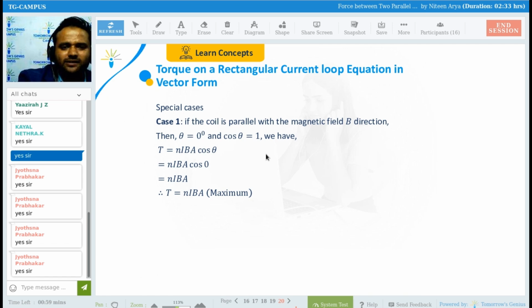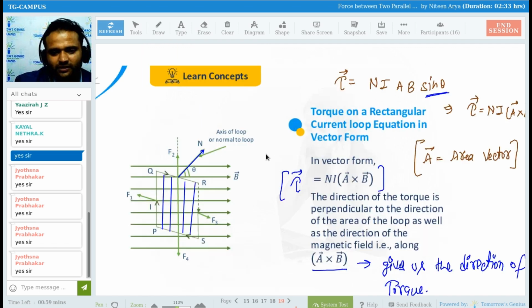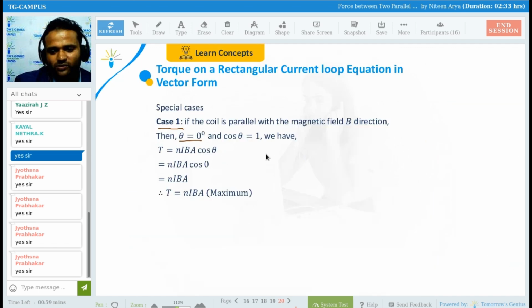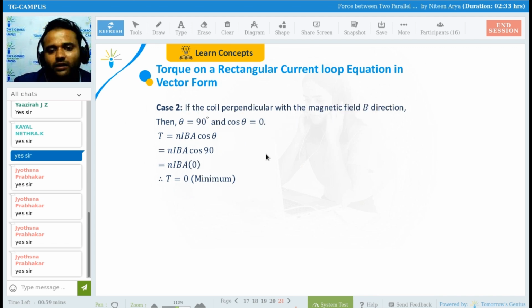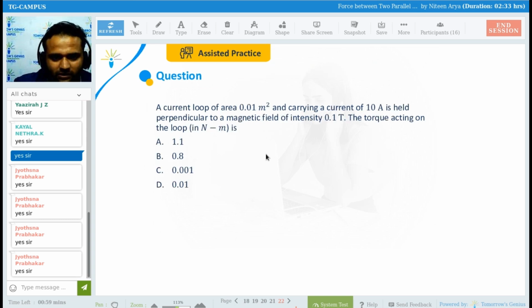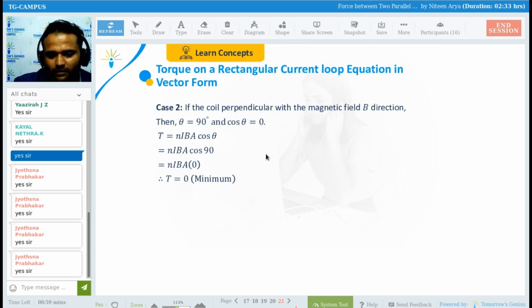Special cases, nothing but theta values put 0 and so on. So torque on a rectangular current loop, equation in vector form. Special case, first case, theta equals 0 degrees and cos theta. NIAB cos theta. That is wrong. If it is A cross B, then it is going to be sine theta. Wait. Okay, that is wrongly written. Let me check.